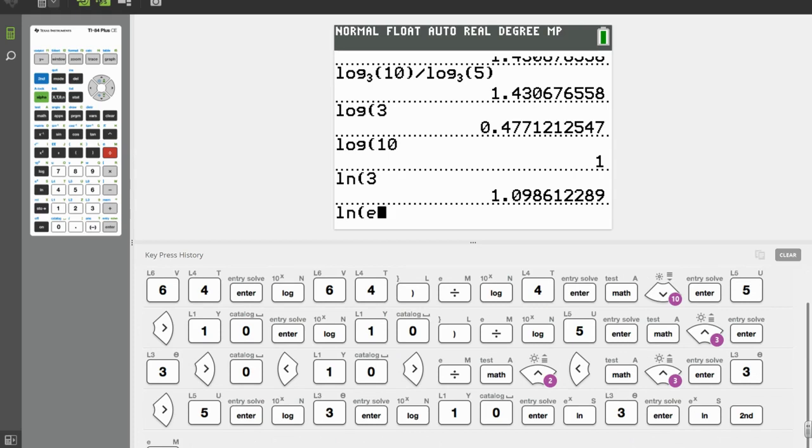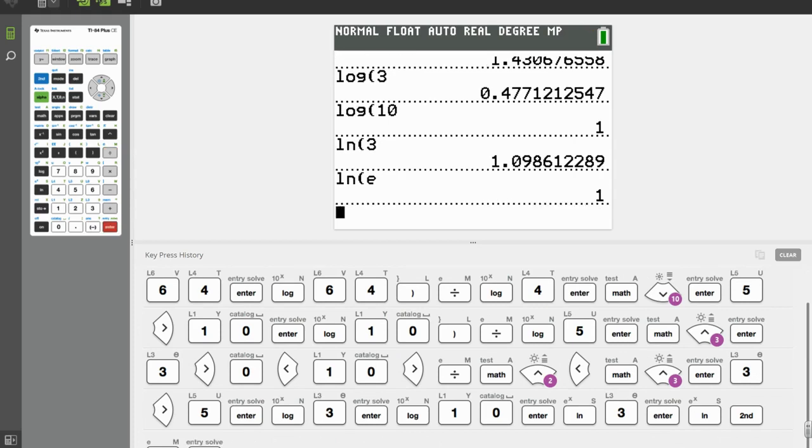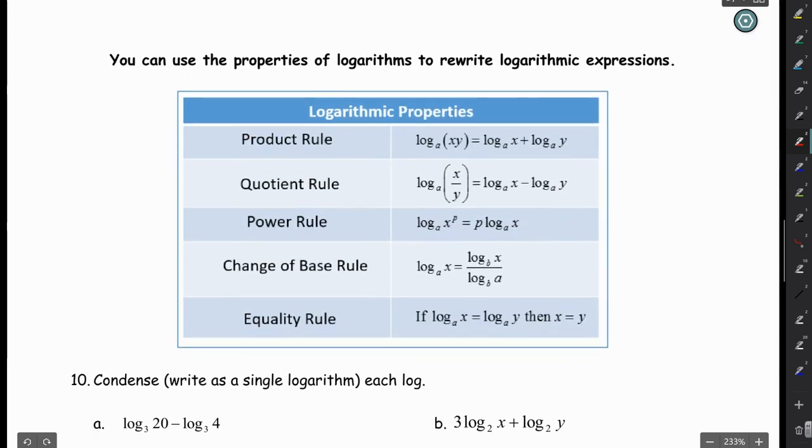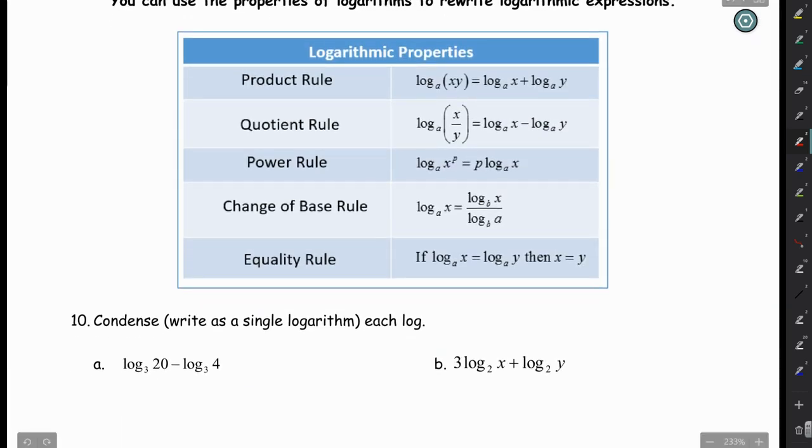Okay, log base e of e is 1. All right, moving on, we've got more properties of logarithms. This is all the basics of logarithms. So all of these properties have proofs, and we are not going to do those proofs. You're welcome. You just have to believe me.